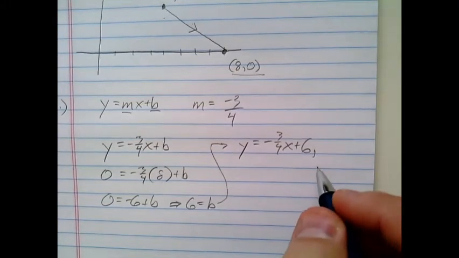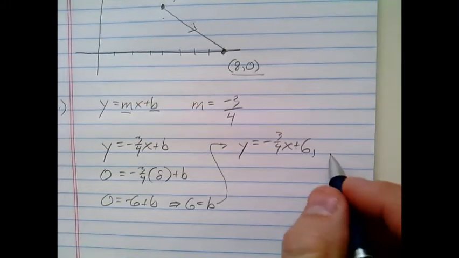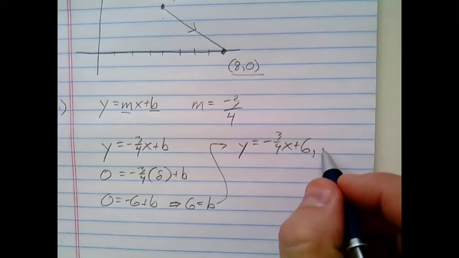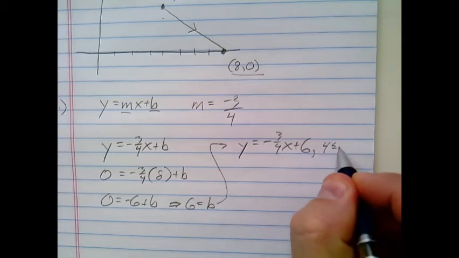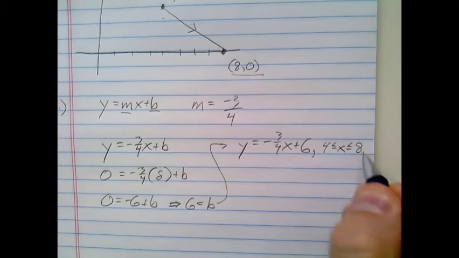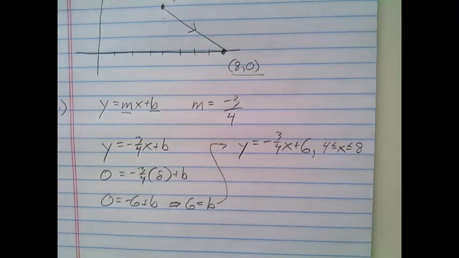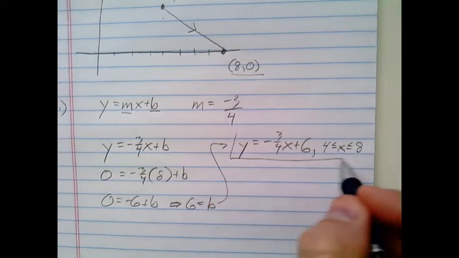Now if I want to indicate that a function has a domain restriction, I can just put a comma after the function and write it in. 4 is less than or equal to x, and x is less than or equal to 8. So that's our answer for part A.